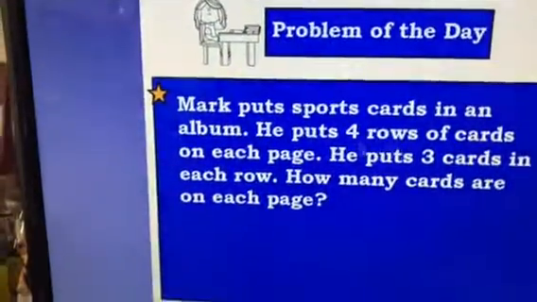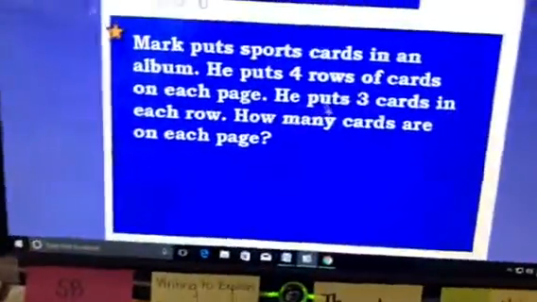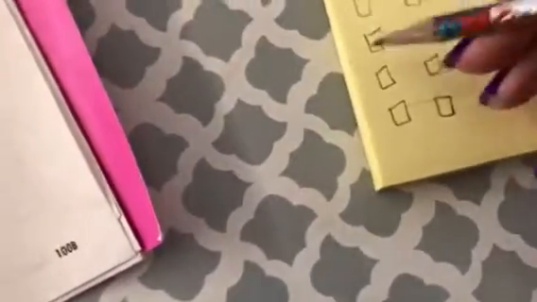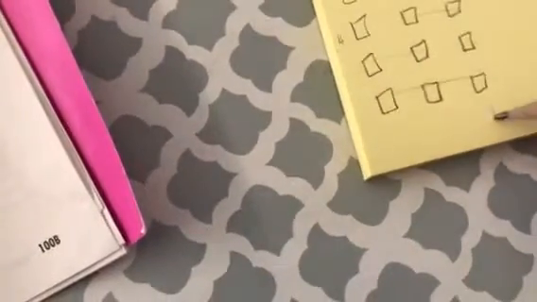So, when we're coming up with an array, we would like to start off by drawing 4 rows, because that's what it tells us to do in the problem. 4 rows of cards. And this post-it note's representing an entire page. Then it says he put 3 cards in each row. So we want there to be 3 cards total in each row. So we want to fill in and create an array. And we have 4 in each column and 3 in each row. And the way we would write that is 4 times 3 equals 12.